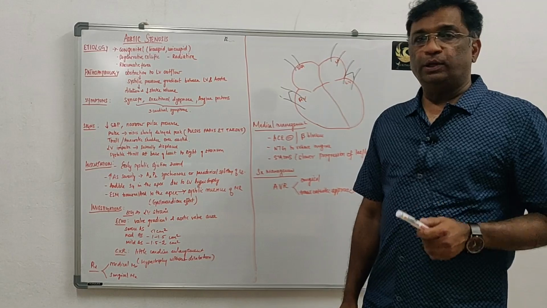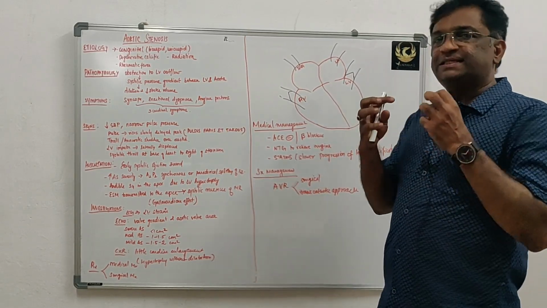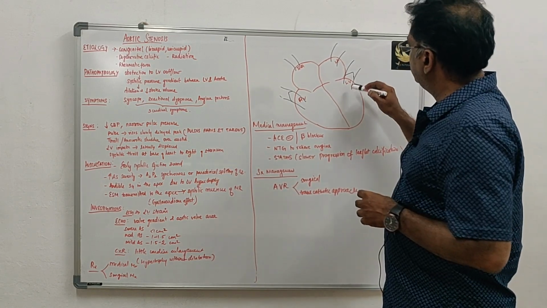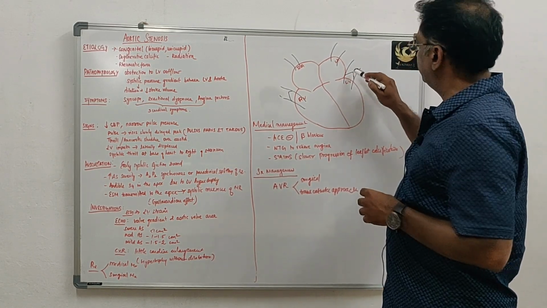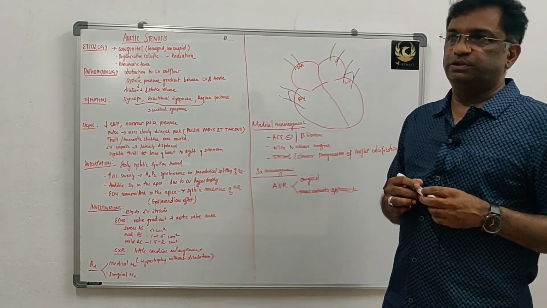Today I'll be talking about aortic stenosis. As I told you earlier, stenosis means narrowing of the valve. So in aortic stenosis, there is narrowing of the left ventricular output, the aortic valve. Now, what are all the causes of aortic stenosis?